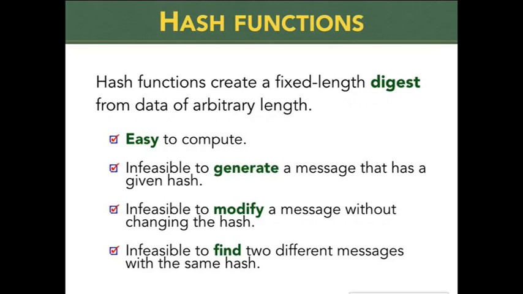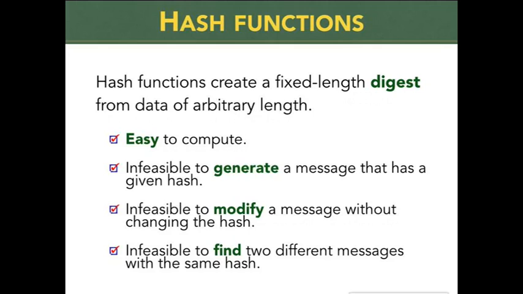sometimes. And basically, they create a fixed-length digest, a checksum, from data of arbitrary length. They must be easy to compute, and it must be really difficult to generate a message with a hash that we want, really difficult to modify a message without modifying the hash, and really difficult to find two different messages with the same hash. This happens because the number of hashes is limited, but it must be really difficult.